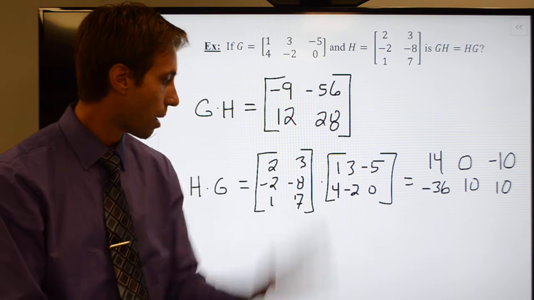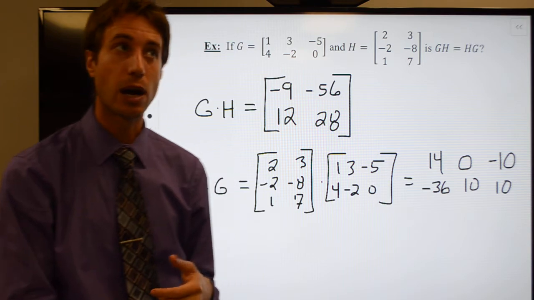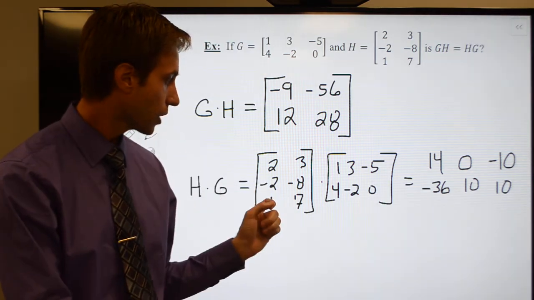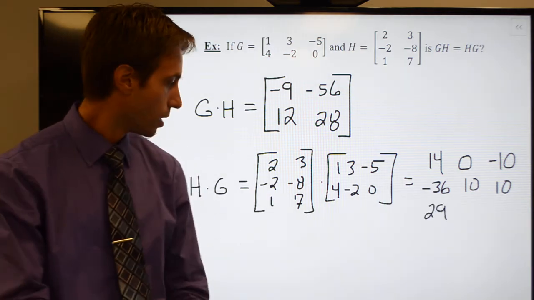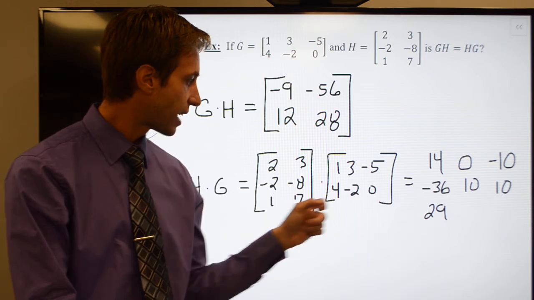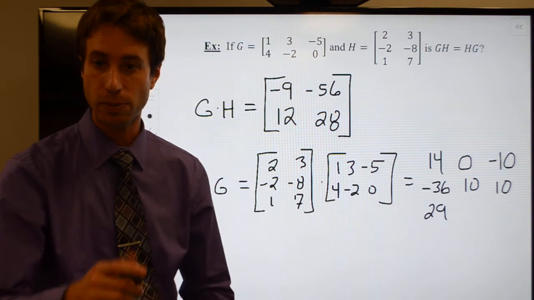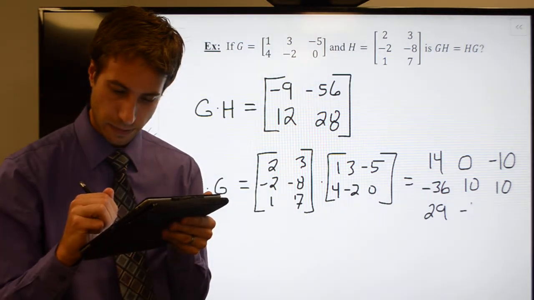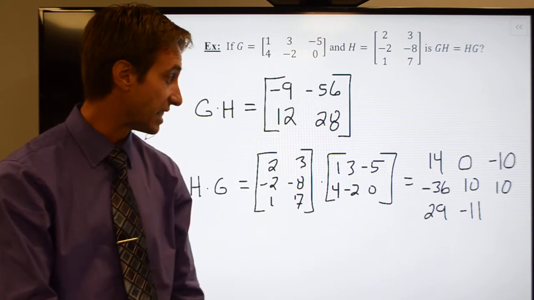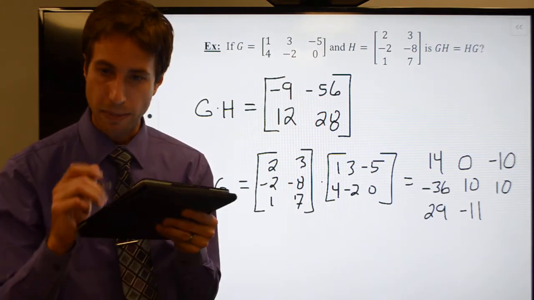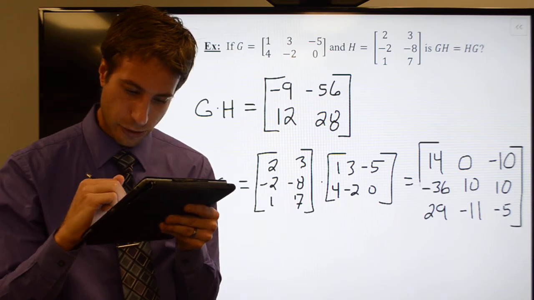Yeah, awesome. Bottom row. 1 times 1 is 1. 7 times 4 is going to be 28. So we wind up with 1 plus 28 should be 29. 1 times 3 is 3. 7 times a negative 2 is a minus 14. 3 plus a minus 14 should be a negative 11. 1 times a minus 5 is going to be a minus 5. 7 times 0 is 0. And so negative 5 plus 0 would be minus 5. All right, there we go. That is my product matrix.